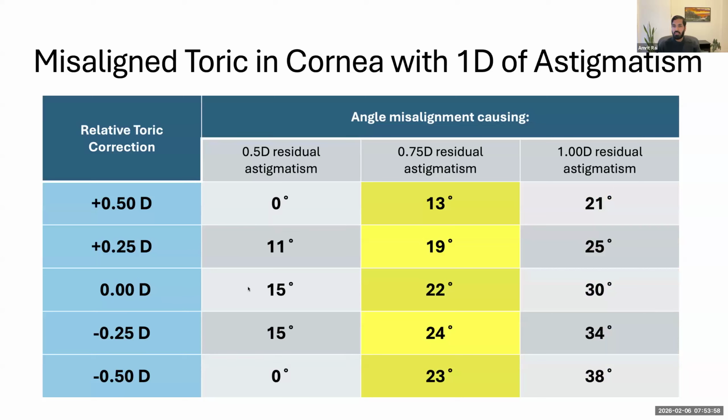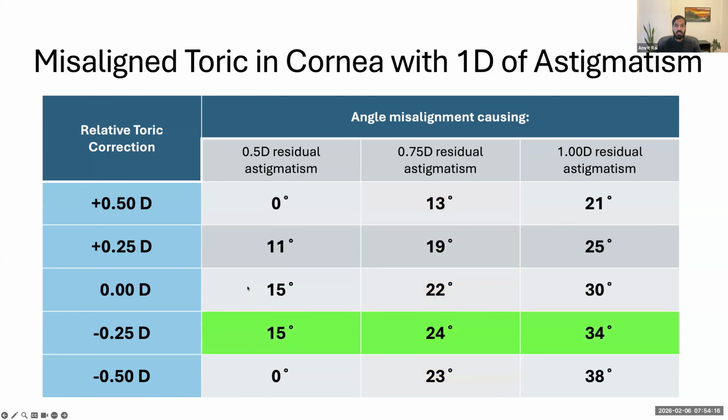I repeated this calculation for 0.5 and 0.75 diopters of residual astigmatism because this is the threshold that we generally consider for visually significant astigmatism. Here you can see that the perfectly correcting and undercorrecting cluster around that 22 to 24 degree mark. And here you can see that across the board, the undercorrection by 0.25 diopters may provide a little bit of a sweet spot when your toric is misaligned.